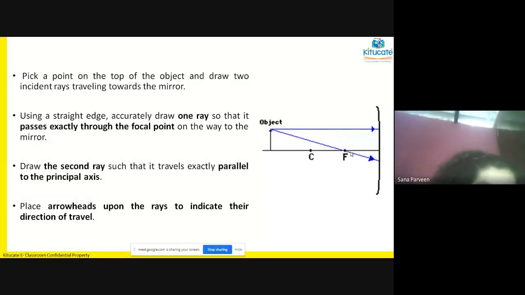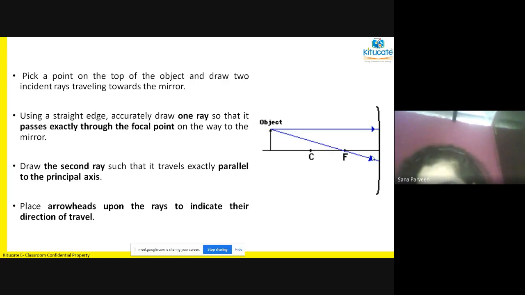Place arrowheads upon the rays to indicate the direction of travel. Very, very important point. The head of the arrow is telling me where the ray is heading towards. So the object is throwing the ray in this direction, and the object is throwing the ray in this direction. So the arrowhead tells us what direction the ray is moving to.